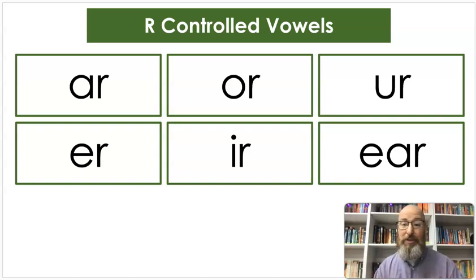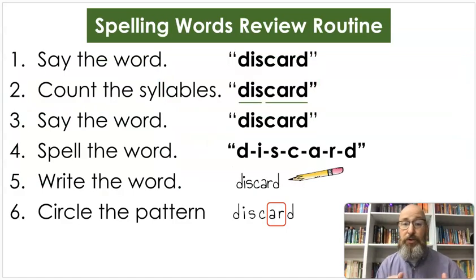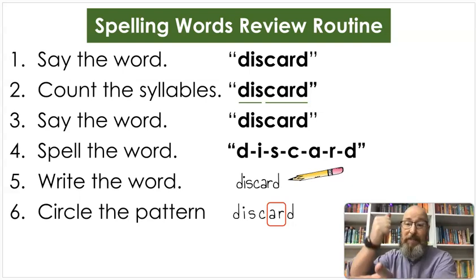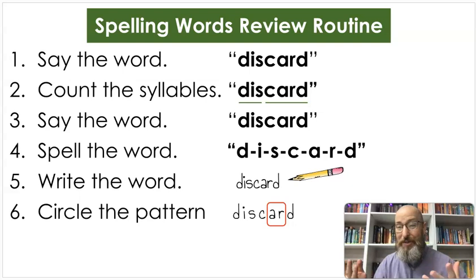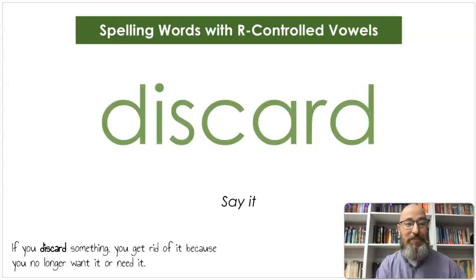And we're also going to use them with more complex words. So these are the R-controlled vowels we're going to be going over this week. We're going to use our same routine. We're going to say the word. We're going to count the syllables. We're going to say the word again. We're going to spell it. And of course, we smash it. And then we're going to write it finally. And then we're going to circle the pattern, which of course is going to be our R-controlled vowel. Are you ready? Let's get started.